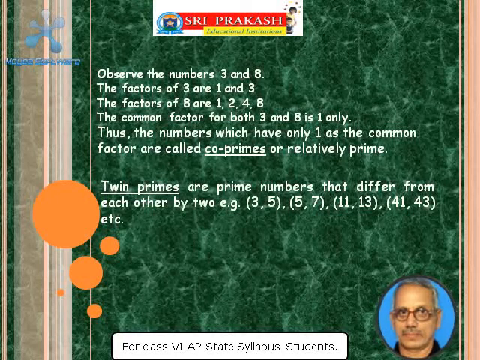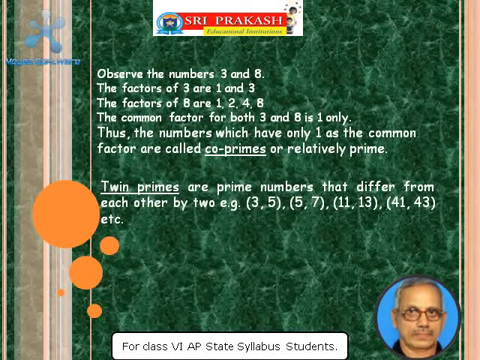Observe the numbers 3 and 8. The factors of 3 are 1 and 3. The factors of 8 are 1, 2, 4 and 8. The common factor for both 3 and 8 is 1 only. Thus, the numbers which have only 1 as the common factor are called coprimes or relatively prime. Let me repeat. The numbers which have only 1 as the common factor are called coprimes or relatively prime.